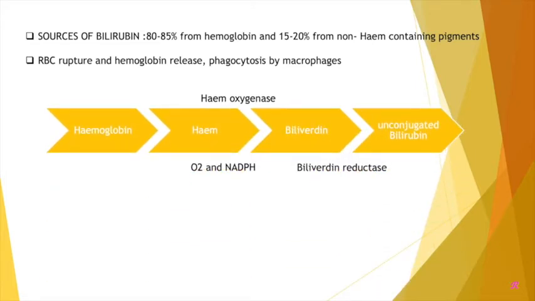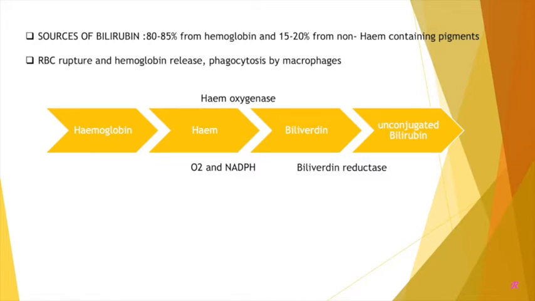Next, the macrophages will break down the hemoglobin into heme and globin. So what is globin? Globin is the protein part of hemoglobin. The basic constituents of globin are amino acids. We don't have to discuss that now; we'll come to the globin part later. Now we'll discuss the heme part.